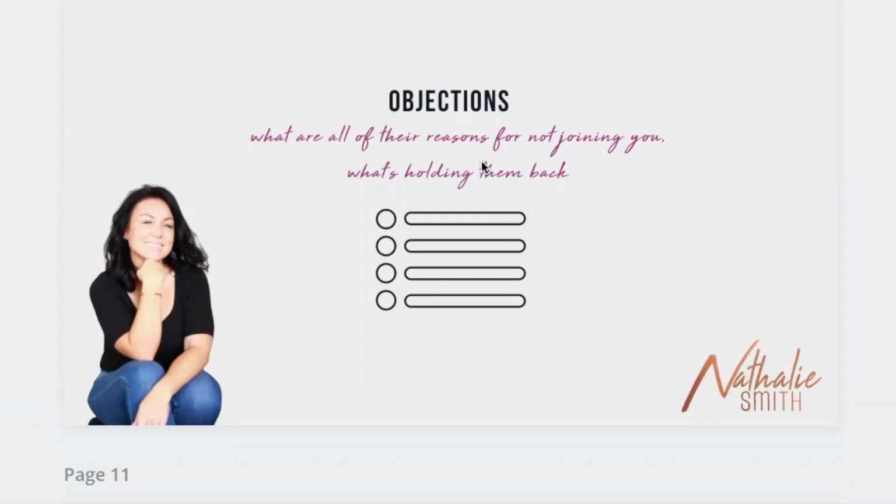Is it that they feel they need permission from a spouse? Is it they feel they don't have the money? Is it they're an ingredients person? Is it they don't believe in network marketing? What is stopping them from signing up with you? Write all of these things down, because when you know this, you're able to create content about it on your Instagram, in your stories. You can speak to it without them asking. Basically, you're overcoming their objections without them having to ask you.